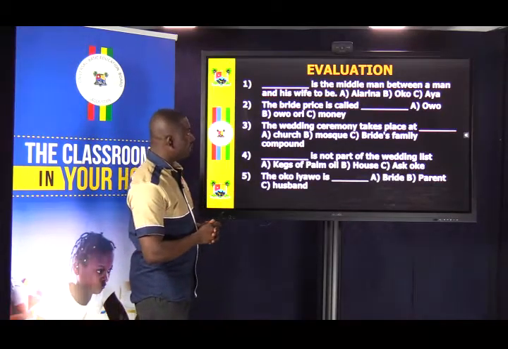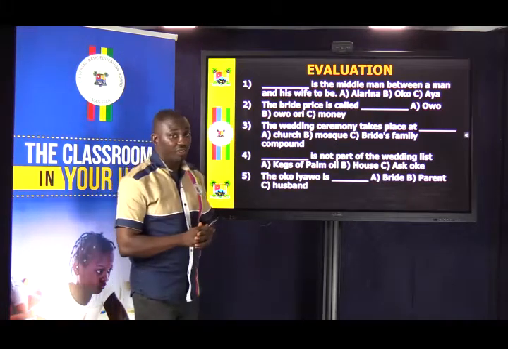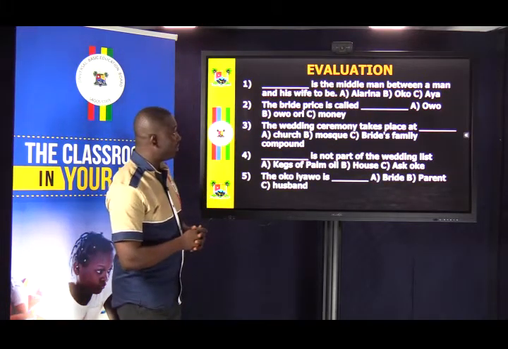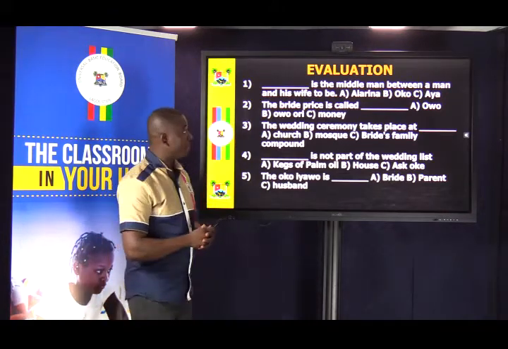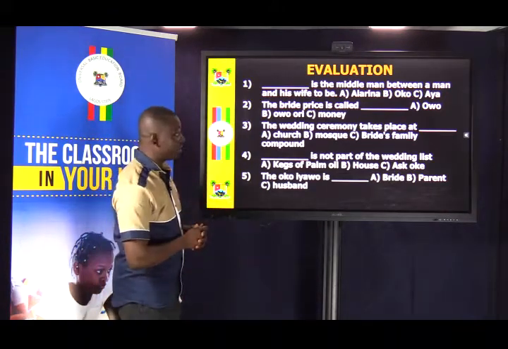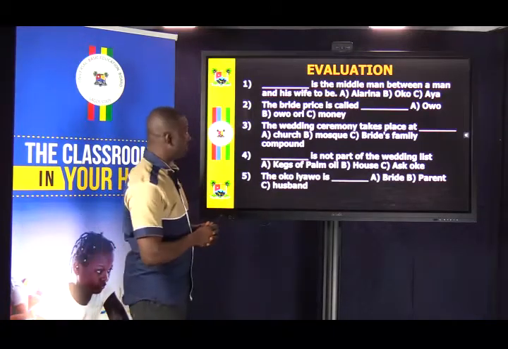Number 1, Dash is the middleman between a man and his wife to be. What's that man called? Is it Alarina? Is it Oko? Is it Aya? So quickly put down the correct answer. The middleman between a man and his wife. Let's go to number 2.